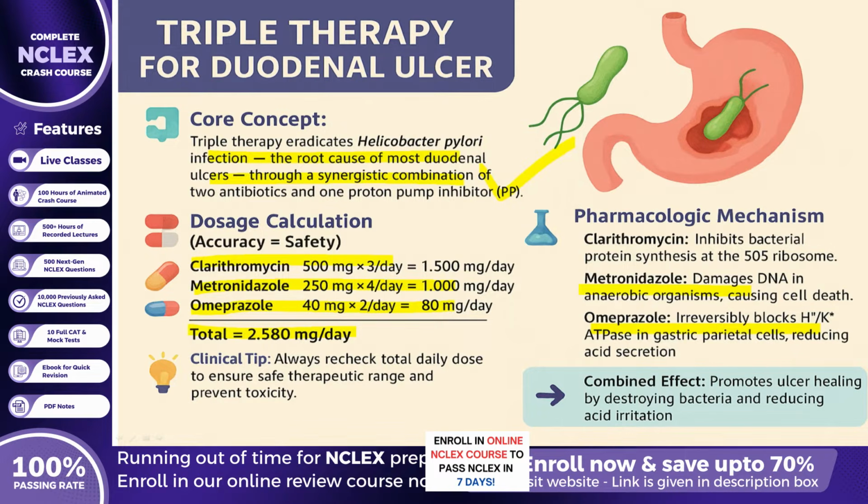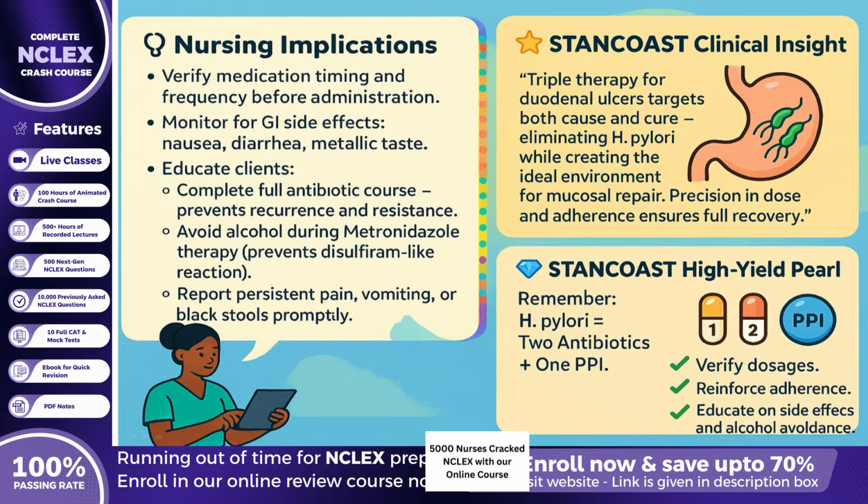Together, this regimen produces a synergistic effect. Antibiotics eradicate the H. pylori infection, while omeprazole maintains an elevated gastric pH, reducing irritation and promoting ulcer repair. From a nursing standpoint, accurate dose calculation ensures therapeutic safety and prevents under- or overdosing. Nurses must confirm the correct frequency and total daily intake. Monitor for side effects such as nausea, diarrhea, or a metallic taste from metronidazole, and teach the client to complete the entire course of therapy even if symptoms subside early. This adherence prevents antibiotic resistance and recurrence.